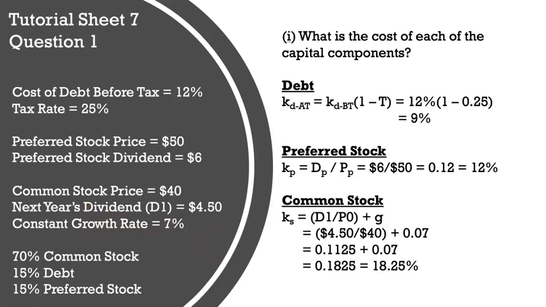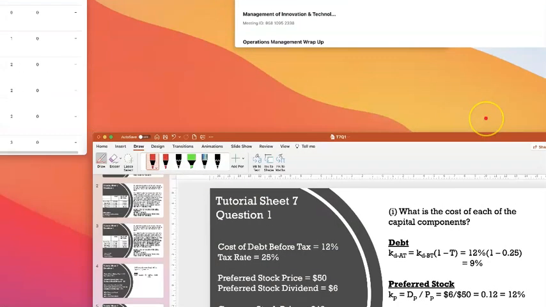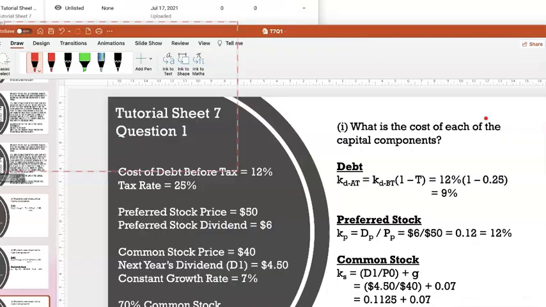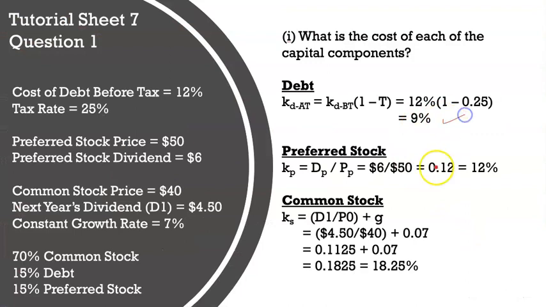Right? The second part of the question asks what is the WACC. And in addition to the three we calculated, the cost of debt after tax, the cost of preferred stock, and the cost of common stock, all we need are the weights. And we have the weight of common stock is 70%, the weight of debt 15%, and the weight of preferred stock 15%. So here goes.